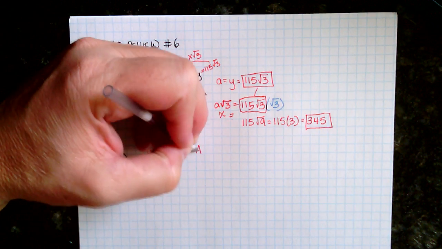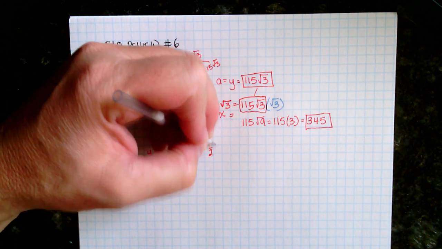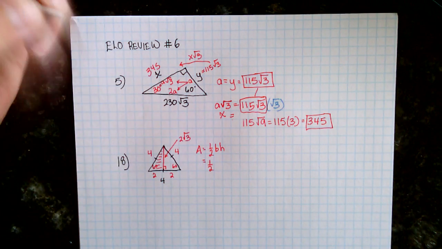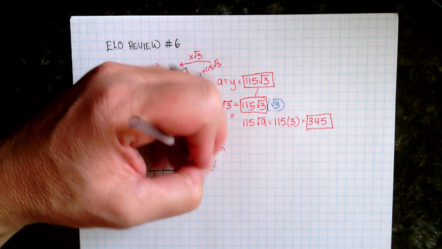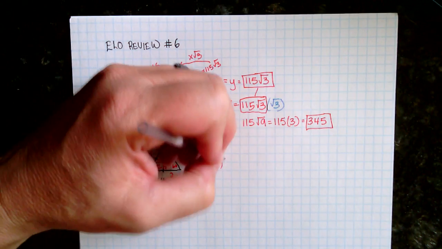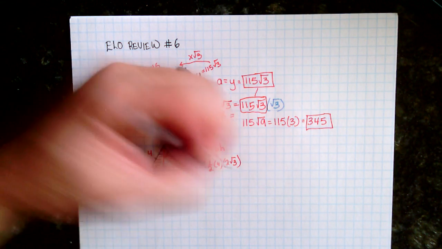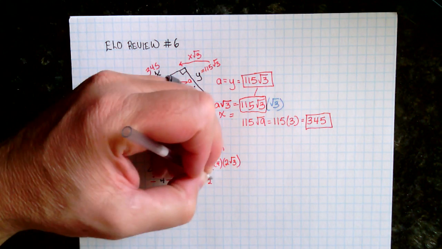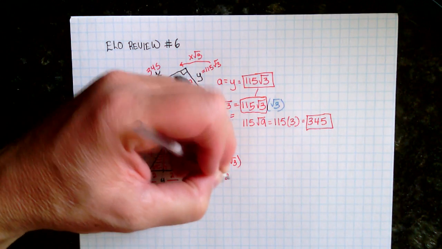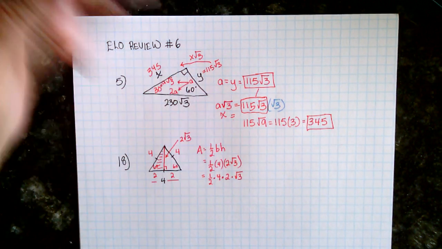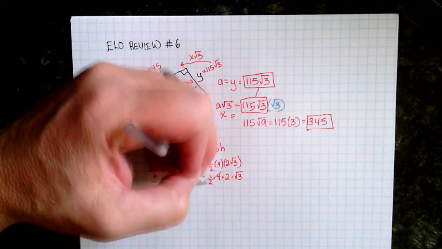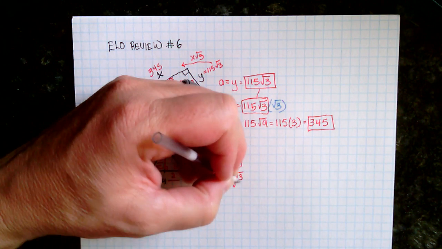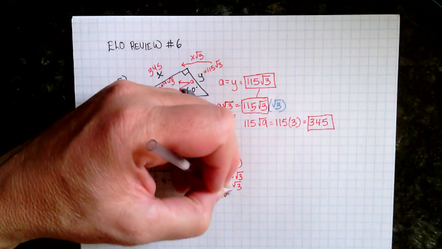So area of a triangle is 1/2 base times height. Substitute 1/2, your entire base is 4, and your height is 2 root 3. You can think of it like the commutative property for multiplication: 1/2 times 4 times 2, and just kick that root 3 to the end. Half of 4 is 2, times 2 times root 3, is 4 root 3.